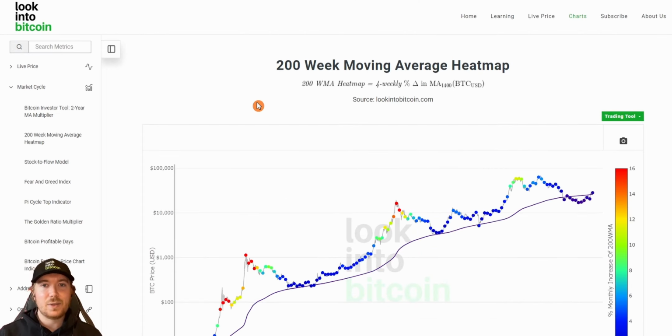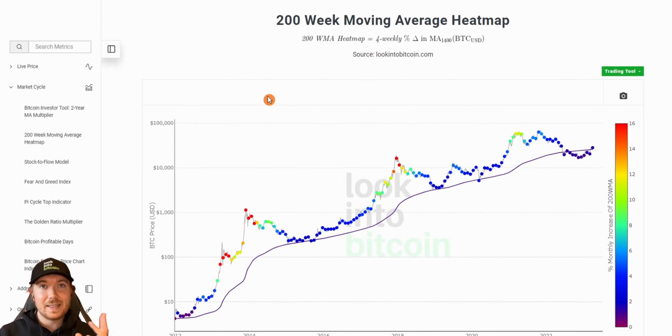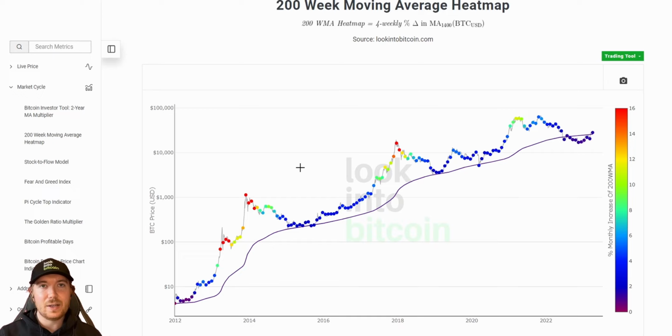And as well as that, this 200 weekly moving average heat map. And specifically one concept that I actually did mention briefly a few weeks back in our video, should you be taking profits, and how we're going to be using this is by judging how much profit we should be taking based on the color or the value of this percentage increase of the 200 weekly moving average.